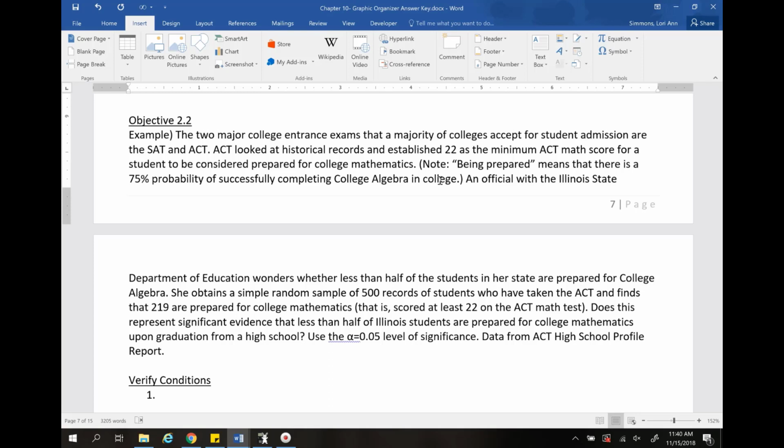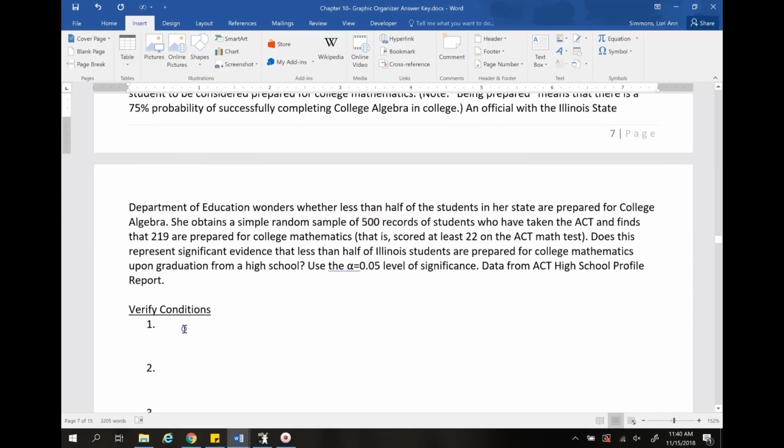She obtains a simple random sample of 500 records of students who have taken the ACT and finds that 219 are prepared for college mathematics. That is, scored at least 22 on the ACT math test. Does this represent significant evidence that less than half of Illinois students are prepared for college mathematics upon graduation from a high school?